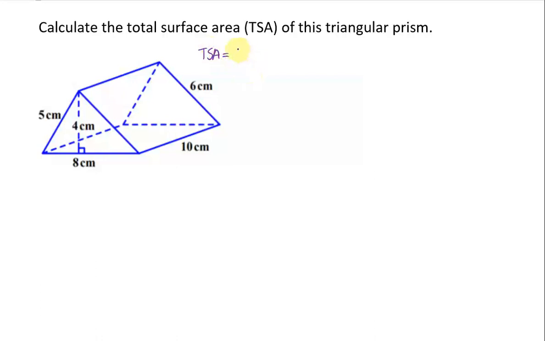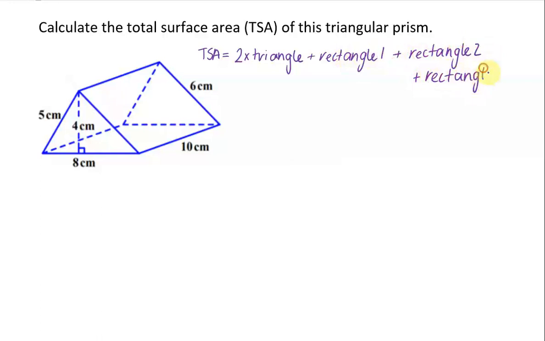And our total surface area is found by finding 2 times the triangle face, because there are 2 identical triangle faces, plus rectangle 1, plus rectangle 2. Oh, we can't quite squeeze it in. We'll come down here. Plus rectangle 3. So we find the area of the front triangle, times it by 2, and add on rectangle 1, rectangle 2 on the bottom, and rectangle 3 on this side.